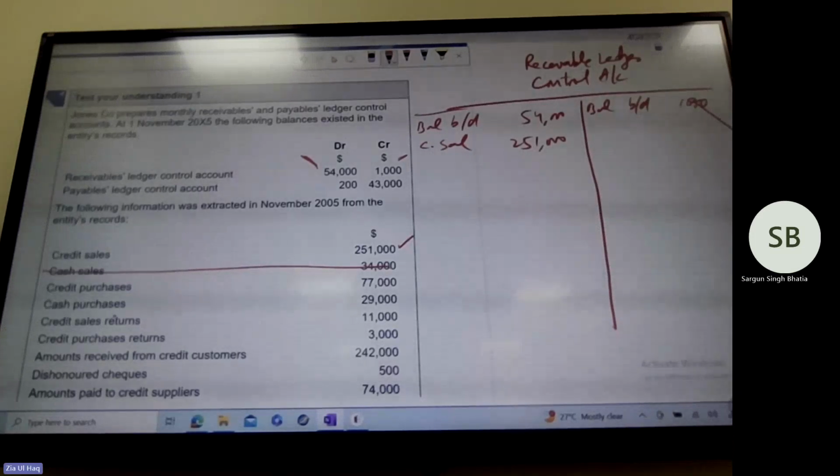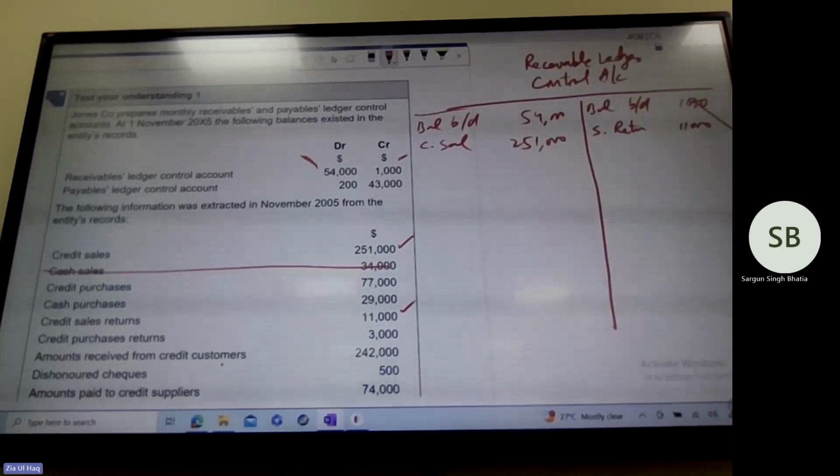Credit purchase will come in payable. Yes, sir, credit purchases will come in payables. Credit sale return, how much? 11,000. So sale return we will record here, in the credit. And then credit purchase return relates to payable.